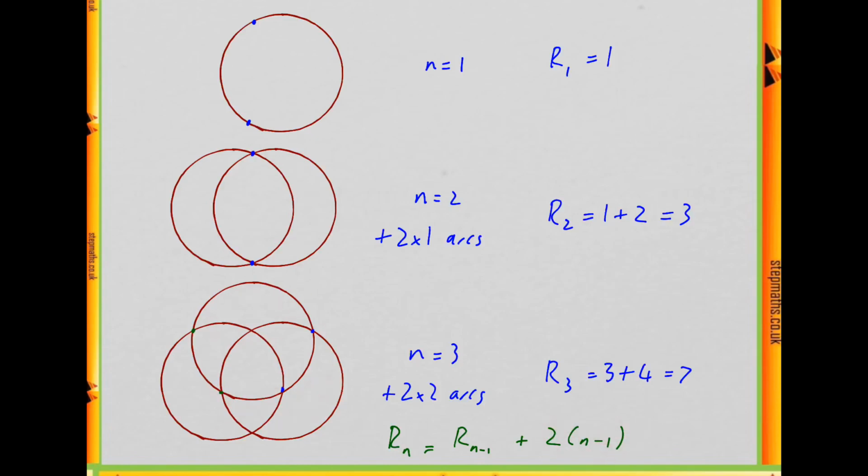So where there's 3 circles, we're adding 2 times 2 because there were 2 before. And when there's 4 circles, we're going to add 2 times 3 because there were 3 circles before and a new circle intersects each of them twice. So we've got this recurrence relationship. The number of regions for n is equal to the number of regions for n minus 1 plus 2 times n minus 1. So now we just have to work out a non-recursive expression for this.